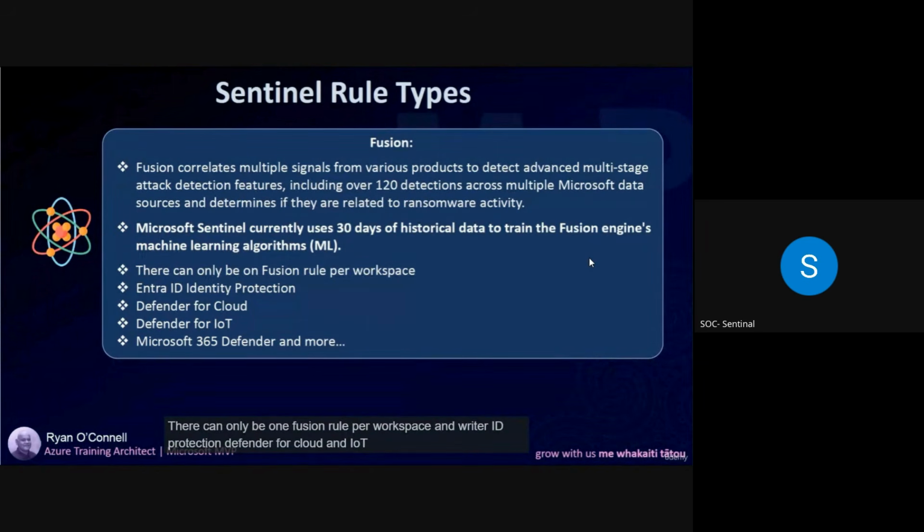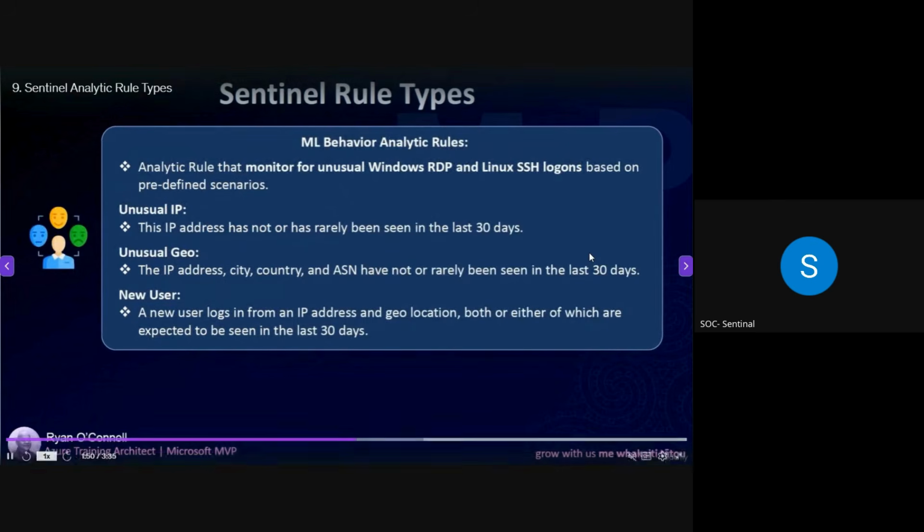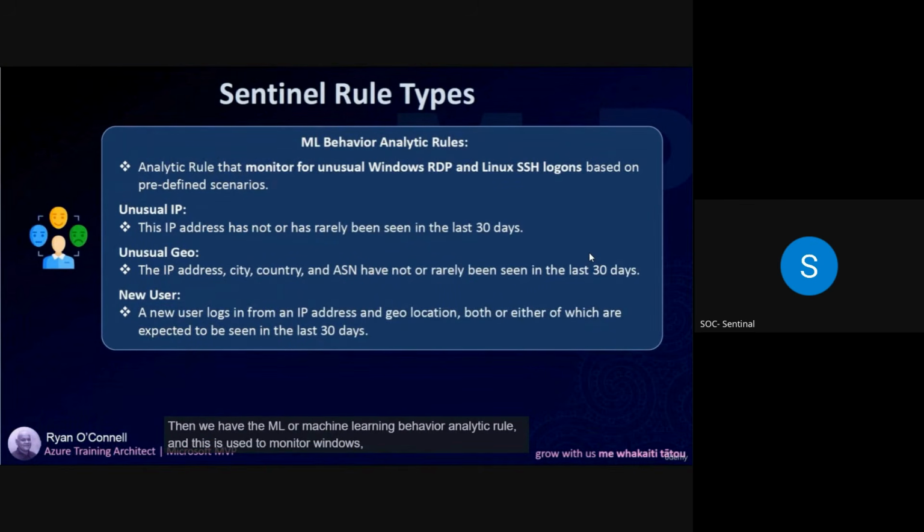Sentinel currently uses 30 days of historical data. You know that, right? To train the fusion engine's machine learning algorithms, ML. Behavior analytics rule. This is the rule that we are going to implement now. I'm just giving an idea here before we implement anything.